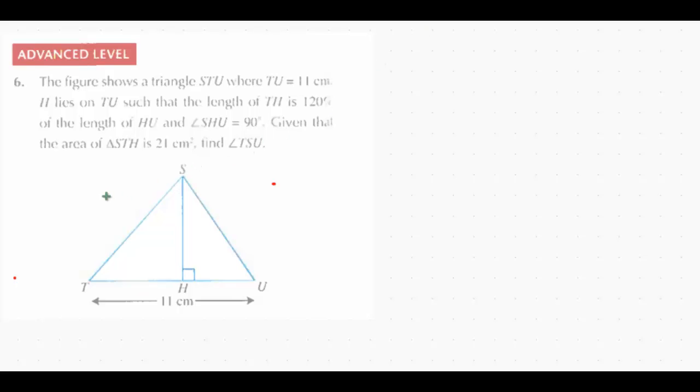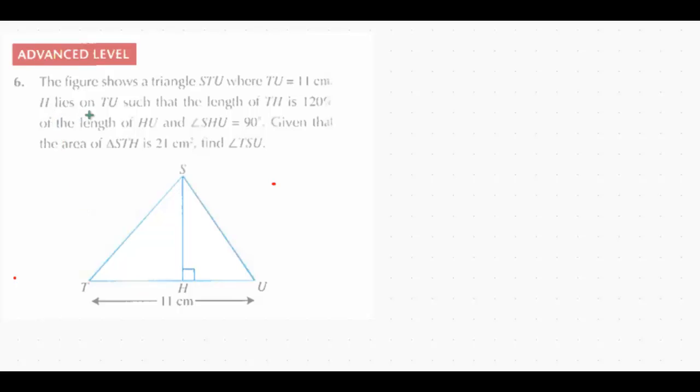This question is from trigonometry and it is of the advanced section. This question is in book D2 of O-level mathematics. The figure shows a triangle STU, this big triangle STU, where TU is 11 centimeter, mentioned in the diagram.